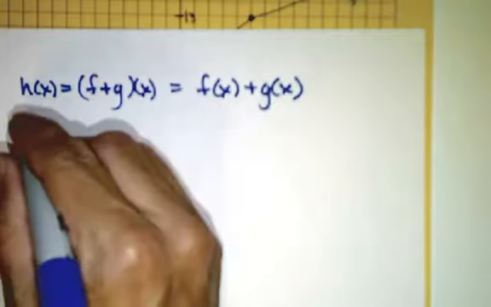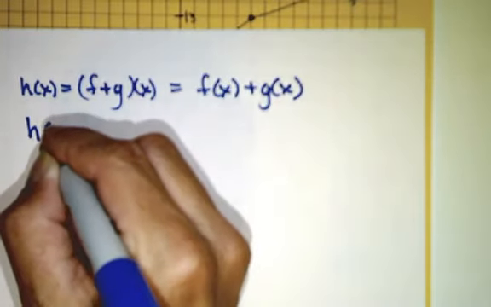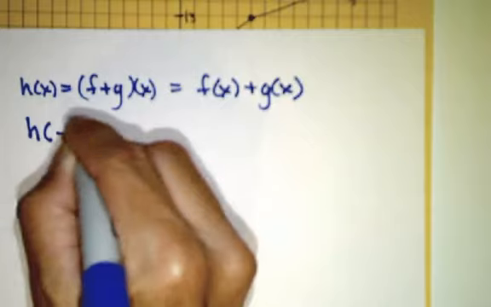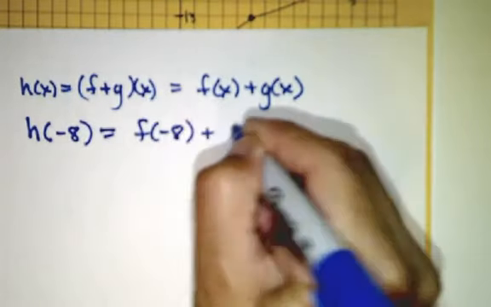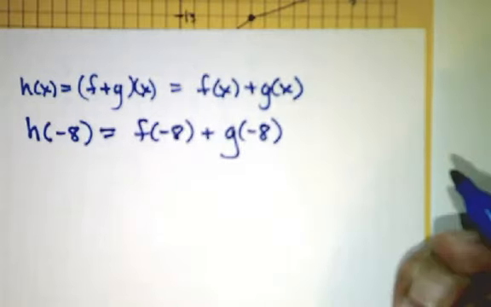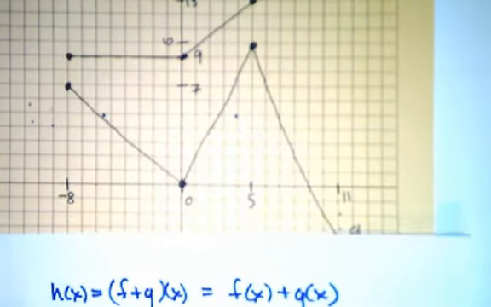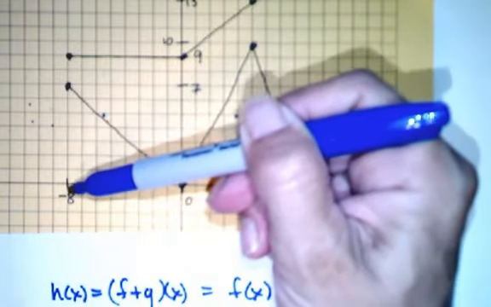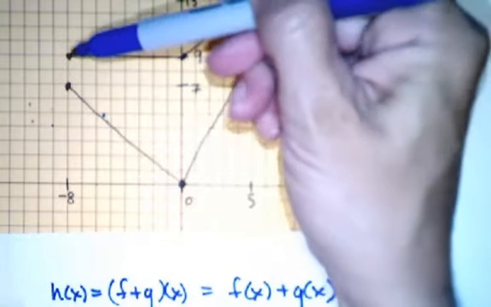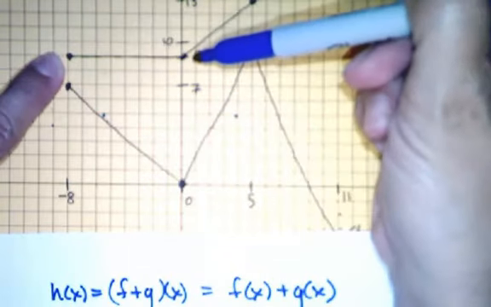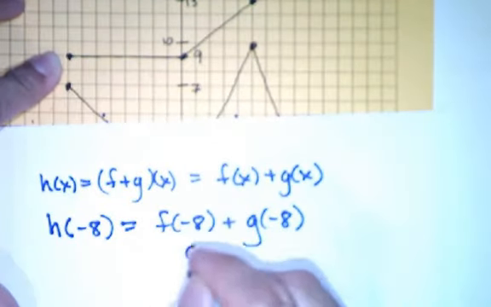Okay? So what if we want to find h of negative 8? Okay? Well, that's going to be equal to f of negative 8 plus g of negative 8. All right? So we come down here and we look at our graph and we say, well, what is f of negative 8? We come over here to negative 8 on our x-axis and we go all the way up and we see that f is equal to 9 when x is equal to negative 8. So f of negative 8 is 9.